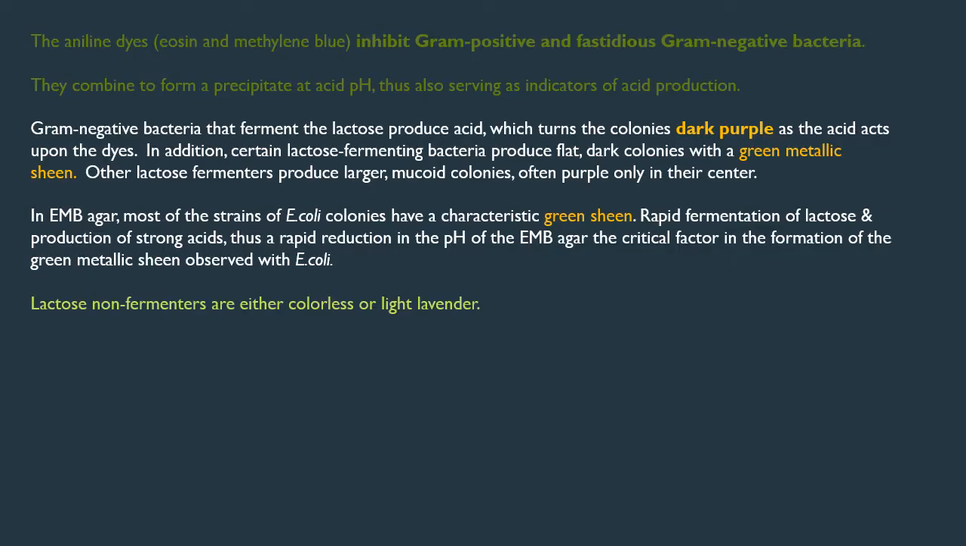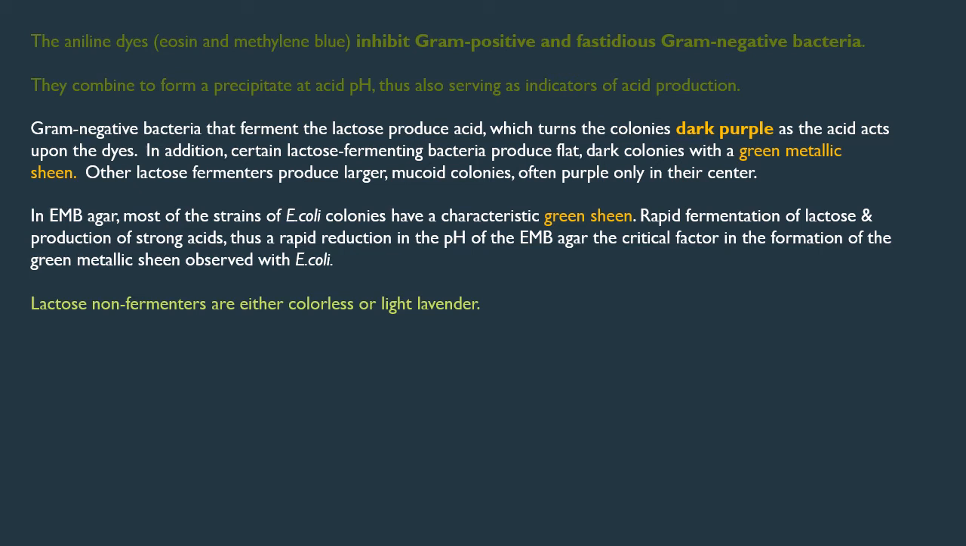The next is about the dye that is used in eosin methylene blue agar. These are aniline dyes. One is eosin and the other is methylene blue. They inhibit gram positive and fastidious gram negative bacteria. So that is the role of eosin methylene blue, and the same is used for naming the media. EMB stands for eosin methylene blue. Then they combine to form a precipitate at acidic pH, and thus also serve as an indicator of acid production. So they also work as pH indicators.